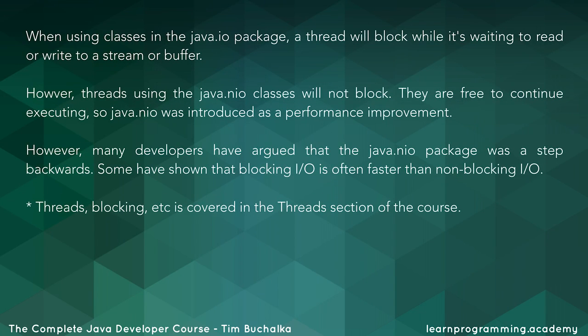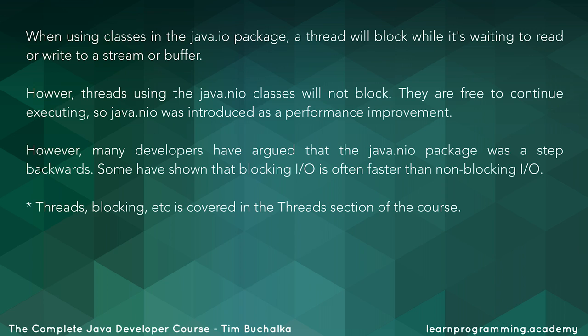When using classes in the java.io package, a thread will block while it's waiting to read or write to a stream or buffer. However, threads using the java.nio classes will not block. In other words, they're free to continue executing, and consequently you could really say that java.nio was introduced as a performance improvement. With that said, many developers have argued that the java.nio package was a step backwards.